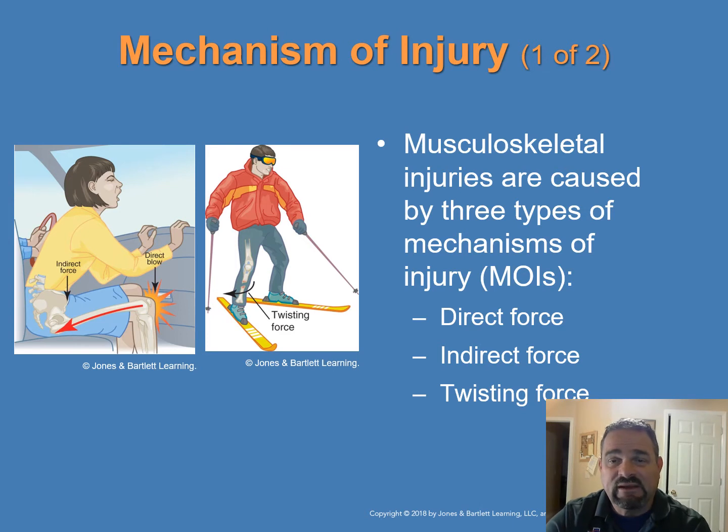All right, so mechanism of injury. You must understand the various MOIs, that is how injuries occur, or mechanism of injury. Musculoskeletal injuries are caused by 3 types of MOIs. The first one is direct force, the second one is indirect force, and the third one is a twisting kind of force. So these figures, or these 3 types of mechanisms of injury, cause musculoskeletal injuries. The left side is direct force or indirect, and then the right is a twisting type of force.